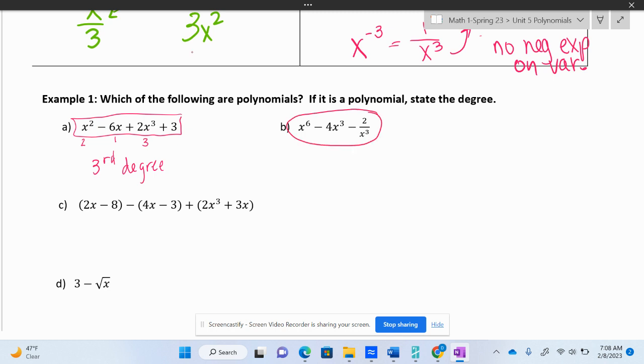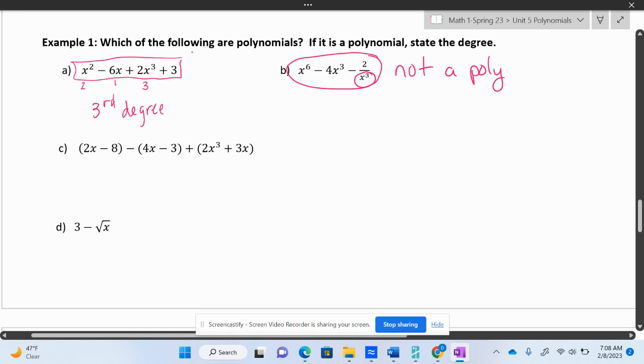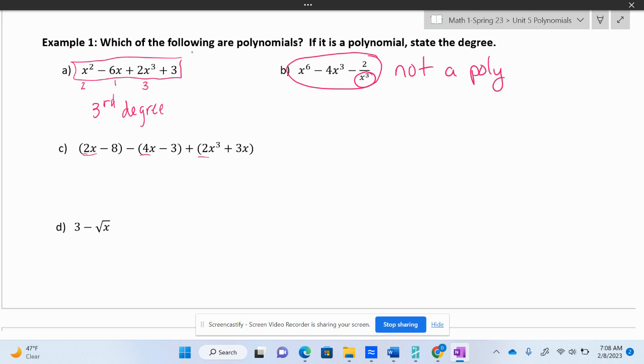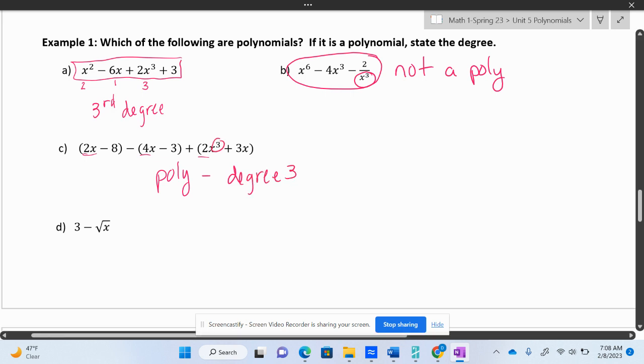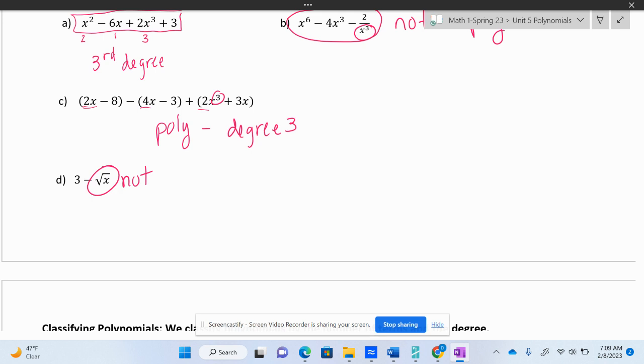This is not a poly, right? This is not a polynomial because of this guy right here. When I look at this example, this is just a bunch of monomial terms being added or subtracted. So this is a polynomial, and it is degree 3. This one is not because I have a variable underneath the radical.